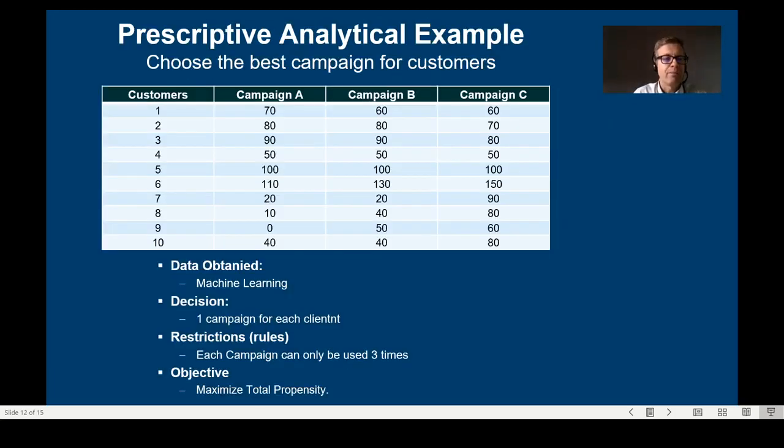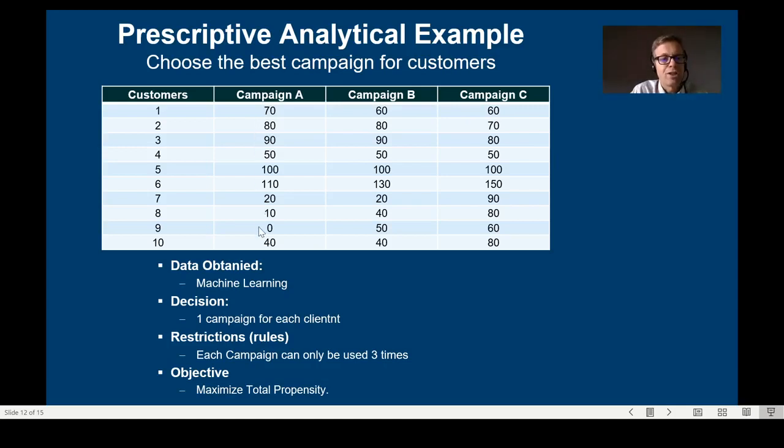And to give you an example, imagine you have this data from 10 customers, and these 3 columns, campaign A, campaign B, and campaign C, are the propensity of a customer. If I apply a marketing campaign A to customer 1, this is the propensity of the customer buying the product. So if I want to know what campaign to apply to every customer, I can choose the one with highest propensity. For customer 1, I can choose campaign A because it has 70 versus campaign B 60 or campaign C 60. So I could choose the highest one.